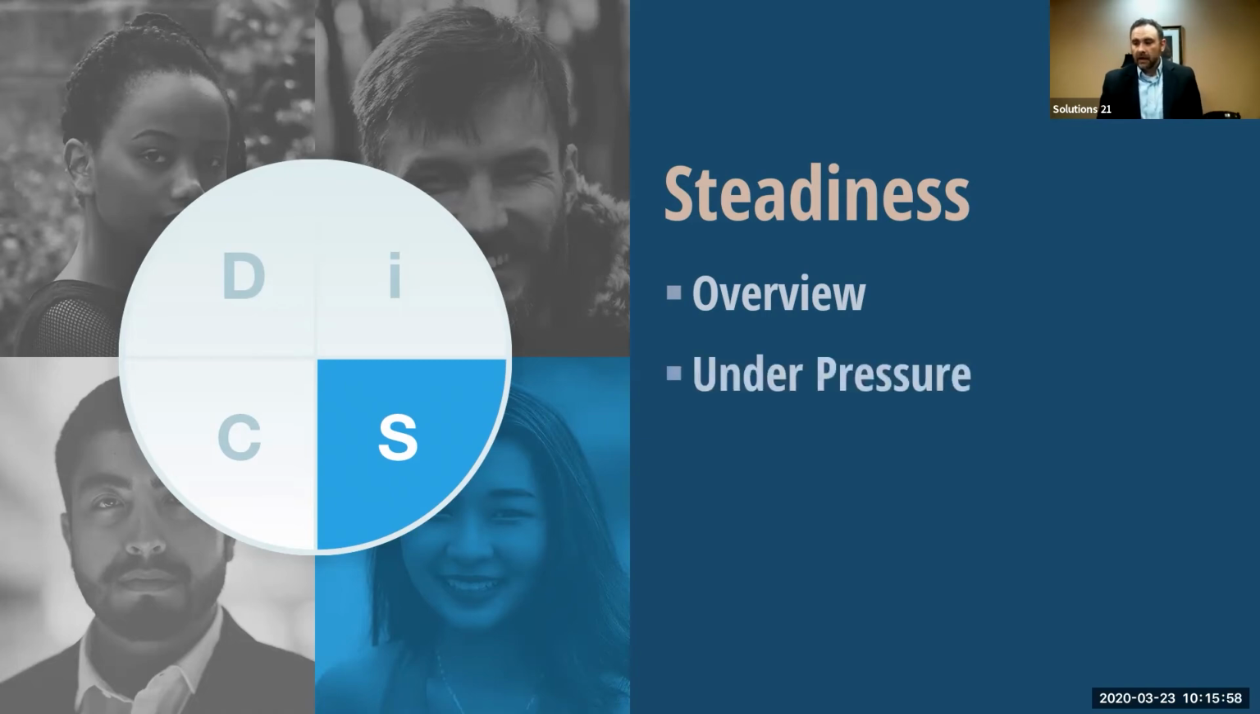Now, under pressure, they can tend to maintain the status quo. They may be overly willing to give in. Questions about some of the existing methods, or why can't we do it this way, can continue to surface even if there's so much change. And they may just wait on certain situations before taking action. So you may have to probe them a little bit.